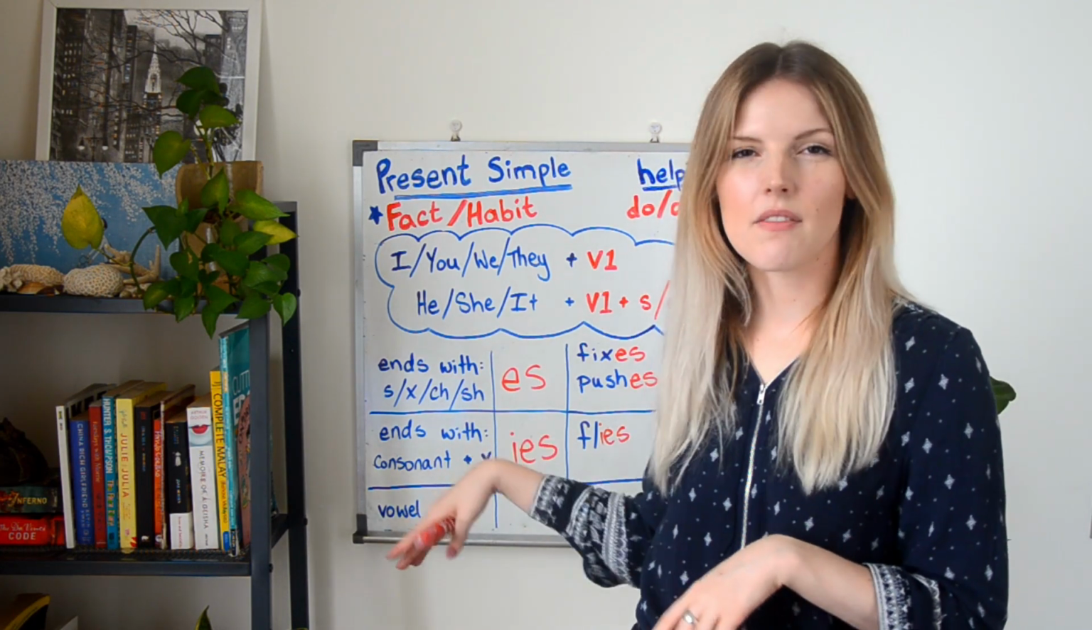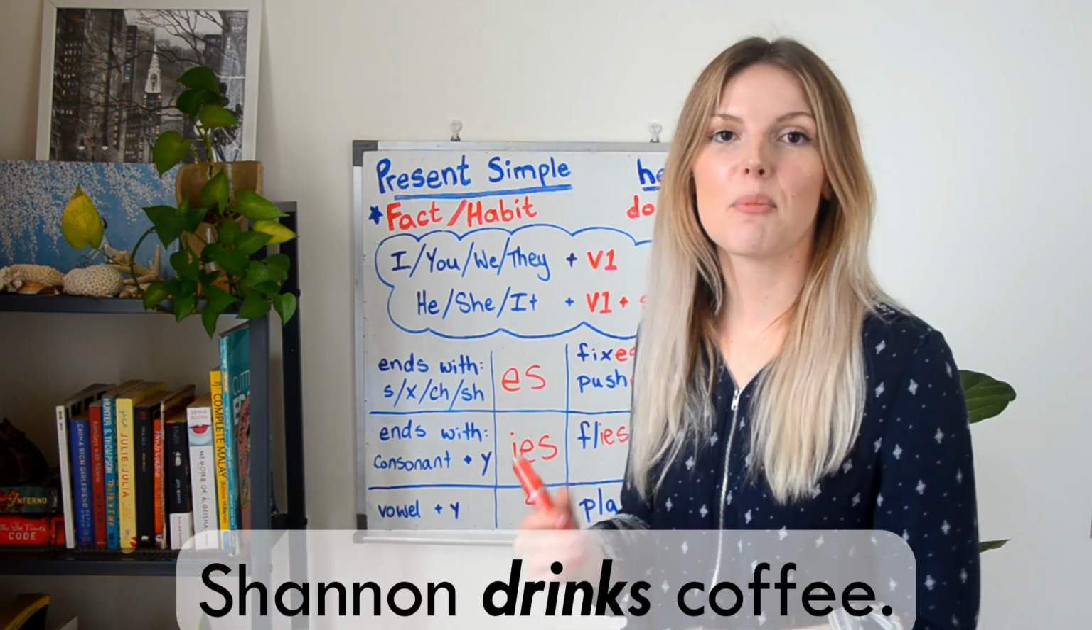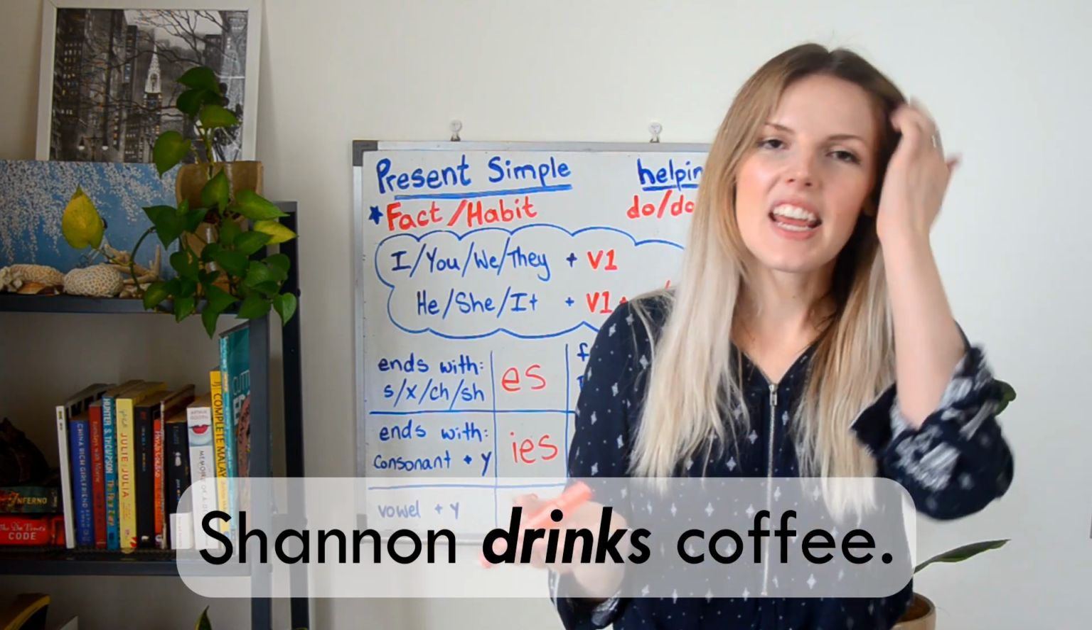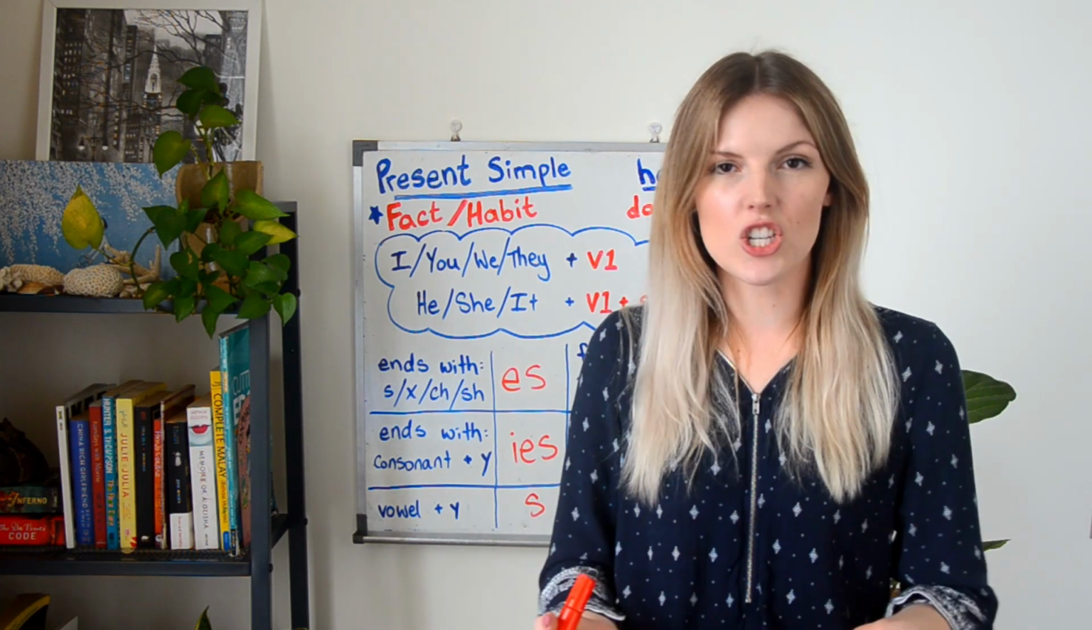If your verb doesn't fit into one of these spelling rules, then just add S. So for example, Shannon drinks coffee. Pretty simple, but again, this is a common mistake that I see happen a lot, especially in our writing.